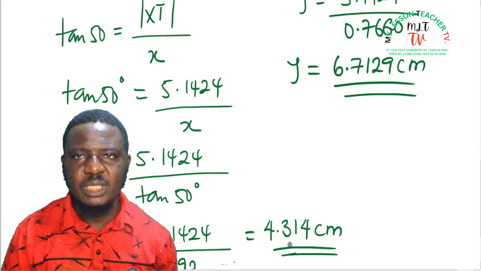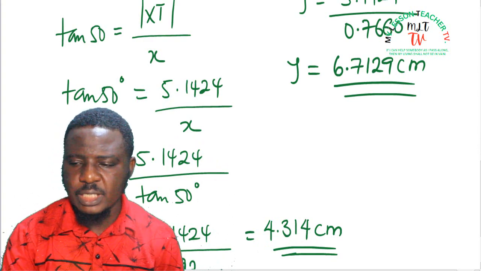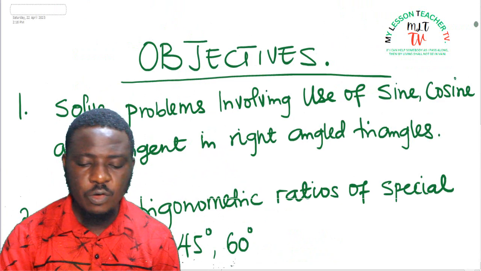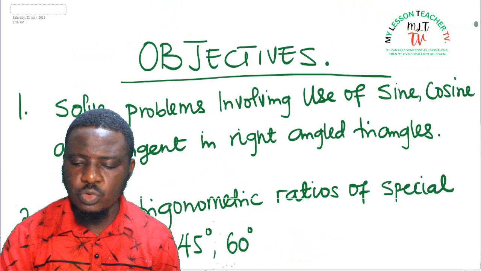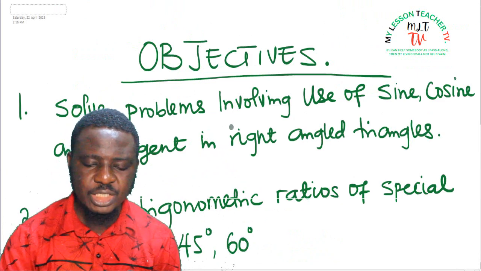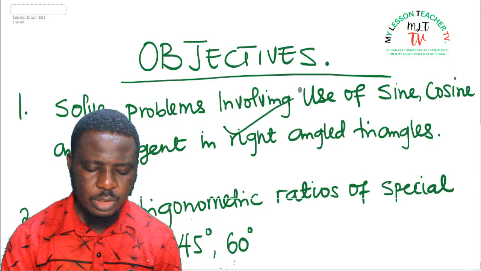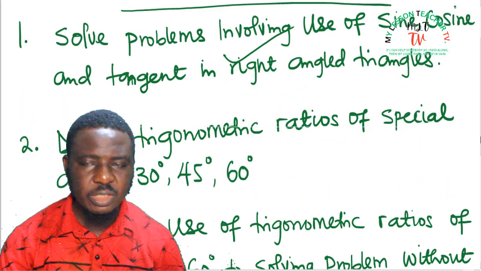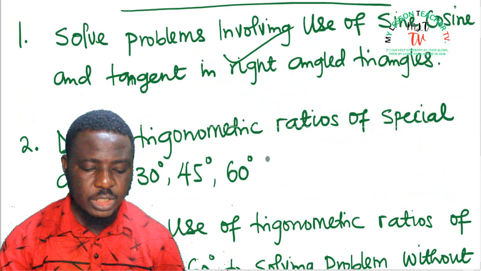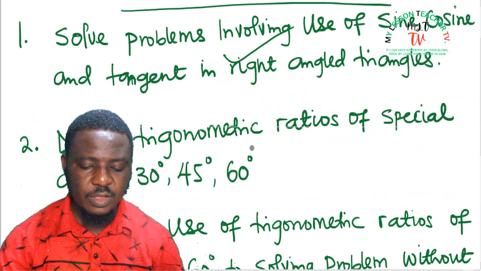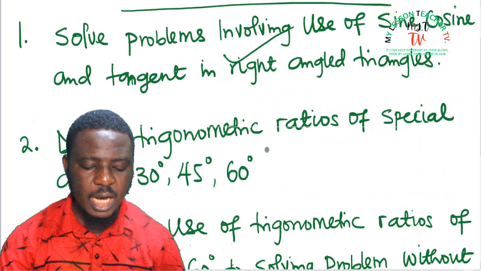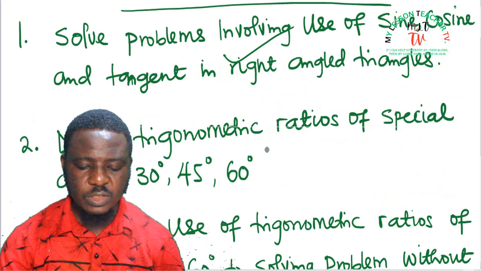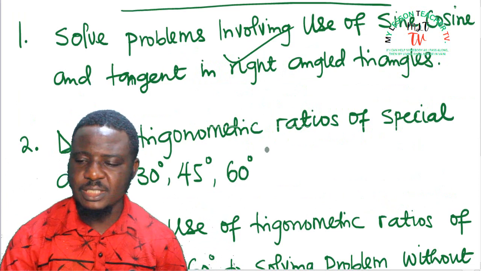That brings us to the end of today's class. In today's class, we have been able to solve problems involving the use of sine, cosine, and tangent in a right-angled triangle. In our next class, we shall take the second objective, which is to derive trigonometric ratios of special angles 30 degrees, 45 degrees, and 60 degrees.